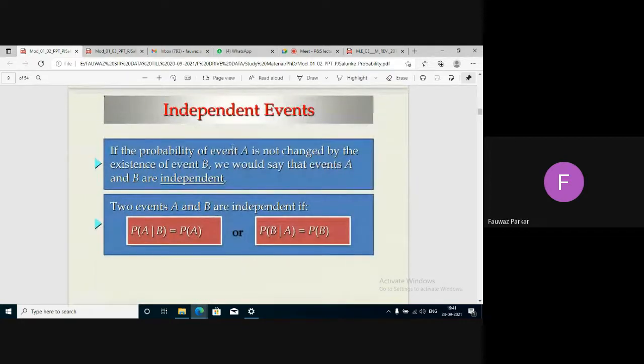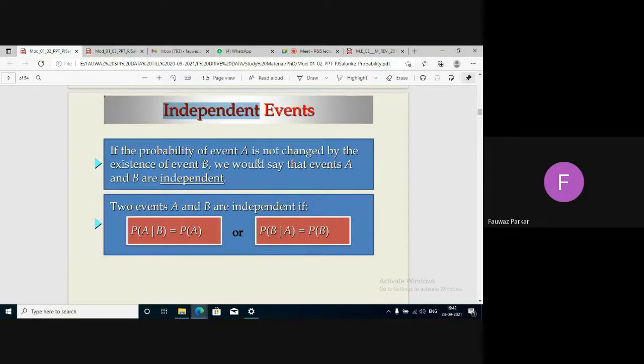Independent event is what? If the probability of event A is not changed by the existence of event B, we would say the events A and B are independent. Now many people make the mistake of getting confused between independent and mutually exclusive. These are very simple things, but they can sometimes be confusing because of the word and the context in which we take it.